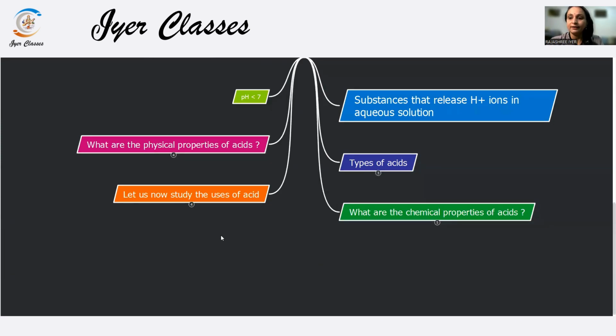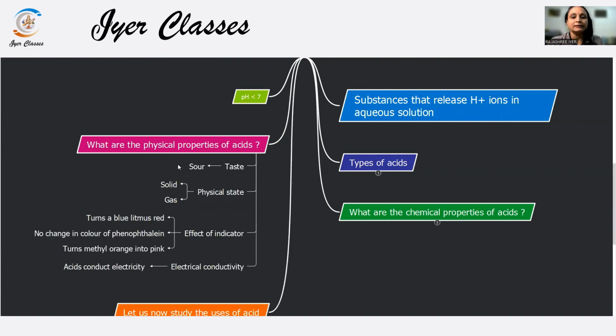Then we have to study how you classify an acid on the basis of pH. If the substance has a pH less than 7, from 0 to 7, then that substance is called an acid. Next come the physical properties of acids. It is sour in taste. As for physical state, it can exist as a solid, gas or liquid, but it has to be dissolved in water to make it an acid.